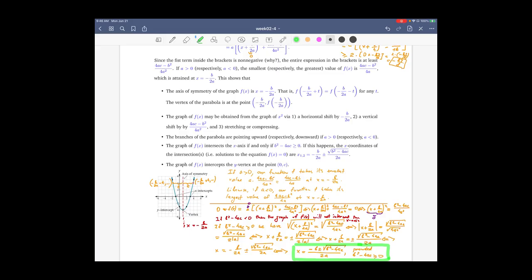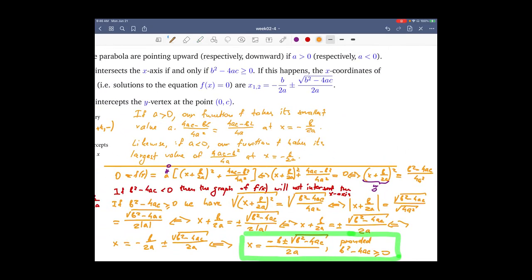So regardless of the sign of a, whether a is positive or negative, the quadratic function will intersect with the x-axis if and only if the expression under the square root, called the discriminant, is greater than or equal to 0.